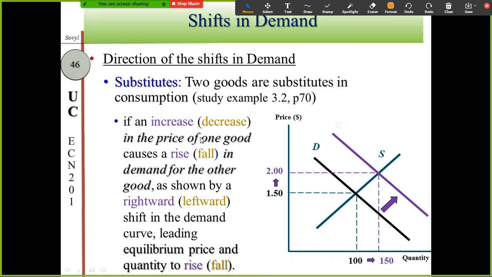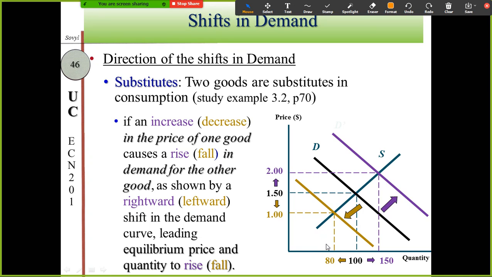However, when the price of pizza per slice goes down, cheaper, it causes the demand for burger to drop. Okay. When the price of pizza is cheaper, the demand for burger drops down. As a result, demand for burger moves to the left hand side. A new equilibrium comes, with a lower price and lower quantity demanded and quantity supplied of burger.